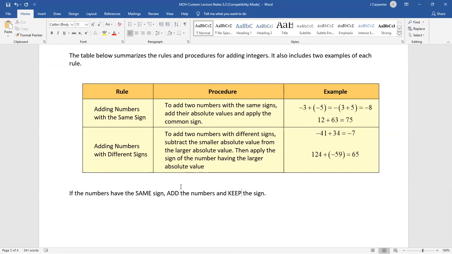This is what will always end up happening. So when you're adding numbers, if you have a plus sign between 2 numbers, if they have the same sign, you add them and keep the sign.